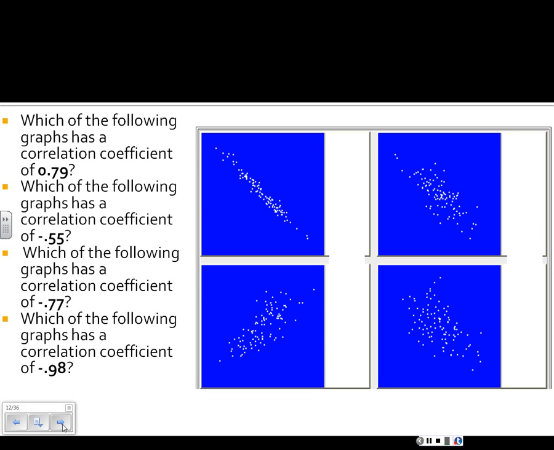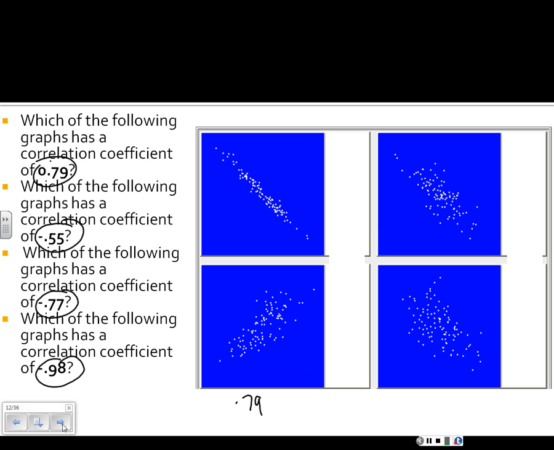And this is just one of the match the correlations to the graph problems. So we've got 0.79, minus 0.55, minus 0.77, and minus 0.98. So the 0.79 is pretty easy. It's the only one that's rising. The others are all downward slope. So that one's pretty easy.